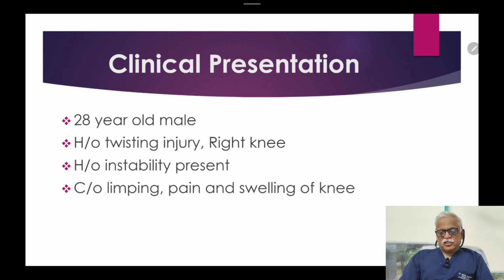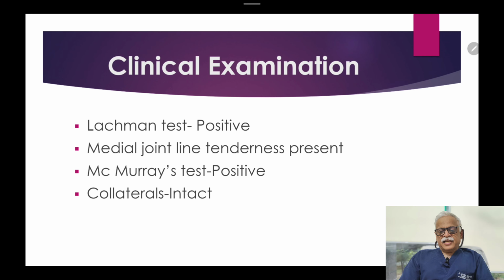So we present a case of a root repair in which a 28-year-old male presented to us with a twisting injury of the right knee. He complained of pain, limping, and swelling of the knee. His Lachman test was positive, medial joint tenderness was there, the McMurray's test was positive, and the collaterals and PCL were intact. The MRI findings confirmed an ACL tear as well as a root tear.